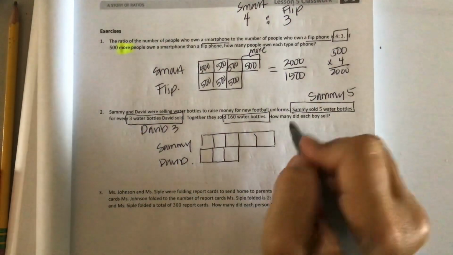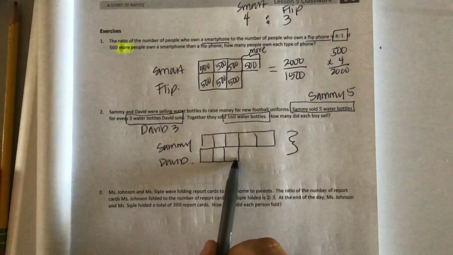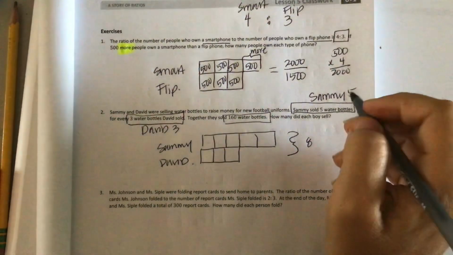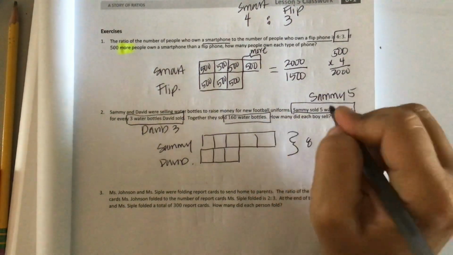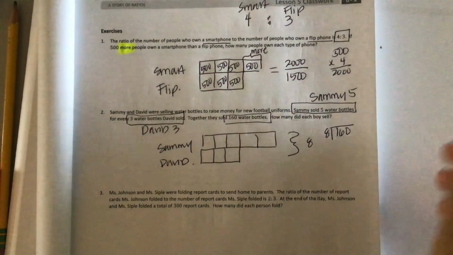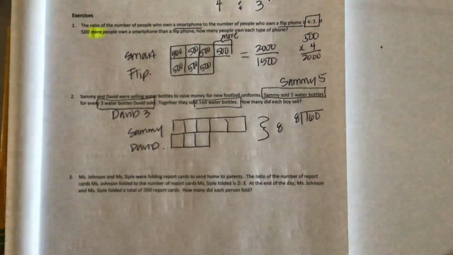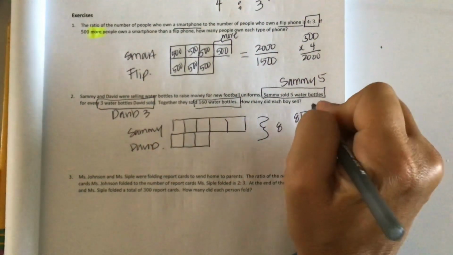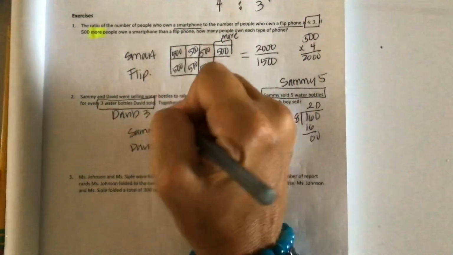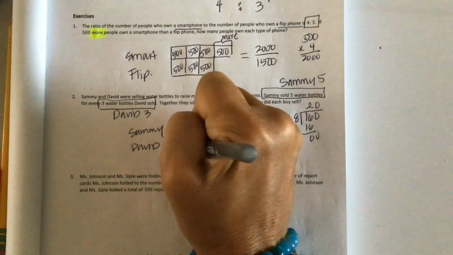Okay. All together is 160. So how many all together? How many boxes? We have 5 plus 3 is 8. But they want to know 160. So we have to find out what goes into each. We're going to do 160 divided by 8. Do your side math. Find out what goes into each and every stinky little box. Push pause. And you should get 20 that goes into each and every stinky little box.